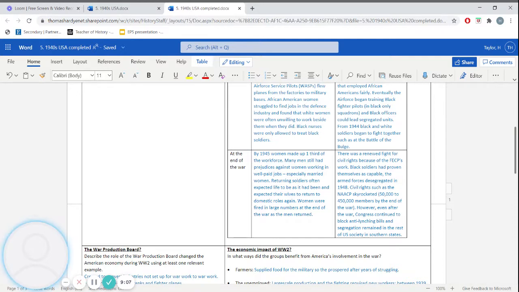Civil rights groups, such as the NAACP, their membership skyrocketed, going from 50,000 to 450,000 members by the end of the war. Again, in part because the FEPC had shown that civil rights campaigning could be effective, and also because African American soldiers and those on the home front had been so vital to the war effort, and now they thought it's time for us to get our fair treatment at home as well.